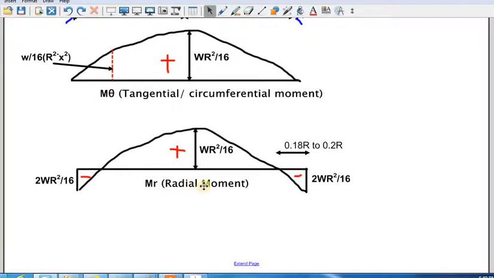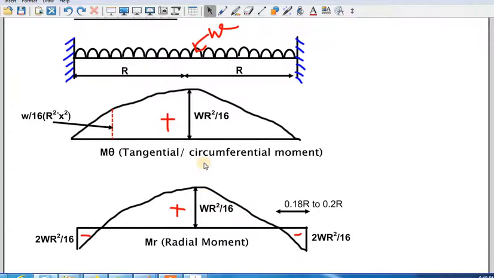Whereas in the radial moments, at the center it is W r square by 16. At the support it is 2 W r square by 16, and it is negative. Because of the fixity, a negative moment will come, which is 2 W r square by 16, and at the center it is W r square by 16.